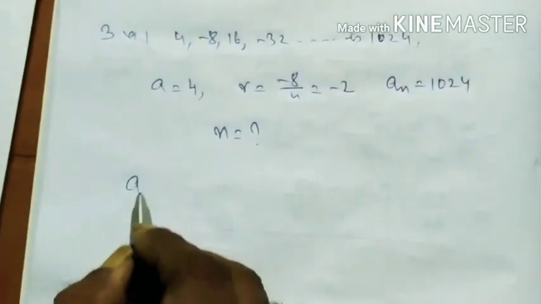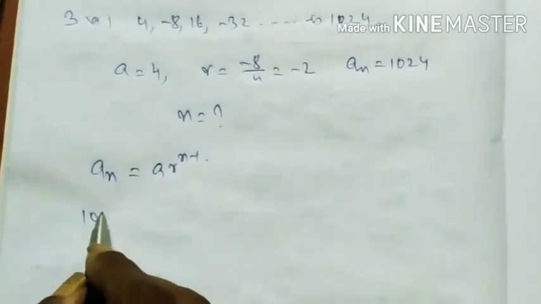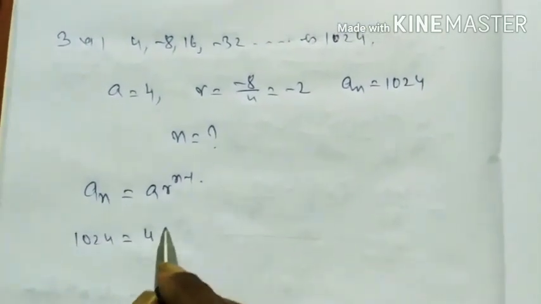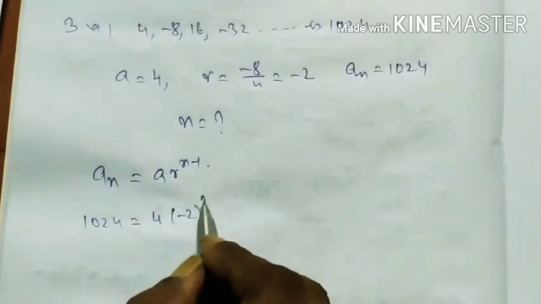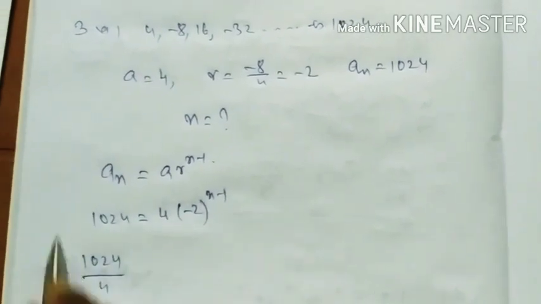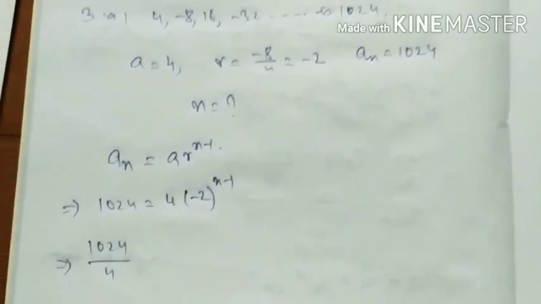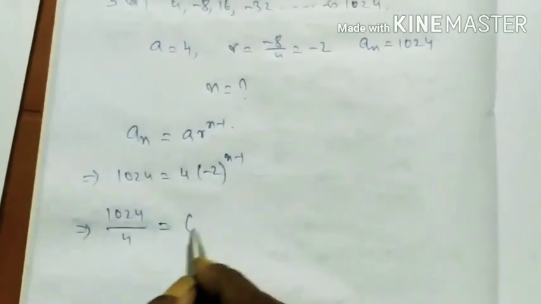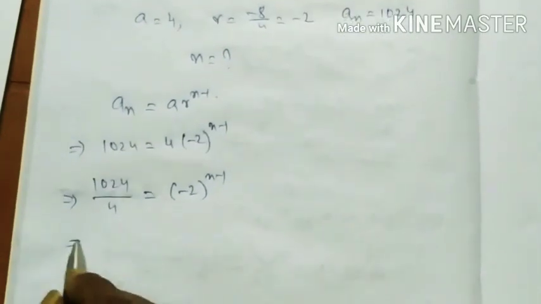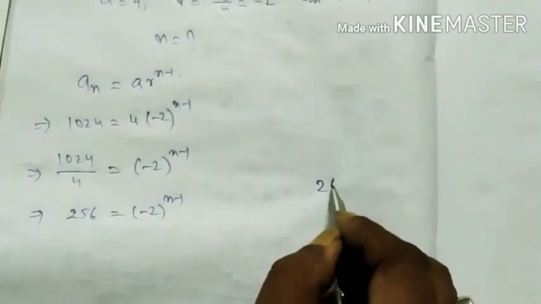So I am going to apply the formula An is equal to A times R to the power of n minus 1. This is 1024. A is your 4 times minus 2 to the power of n minus 1. Now you divide 1024 by 4. I am taking the help of the calculator, that is 1024 divided by 4. It comes out to be 256, equal to minus 2 to the power of n minus 1. I am going to do the prime factorization of 256.